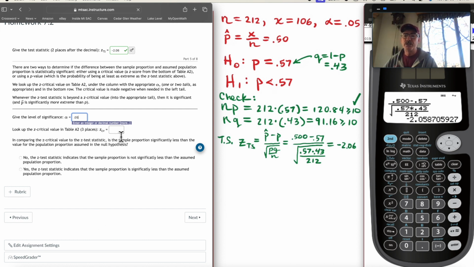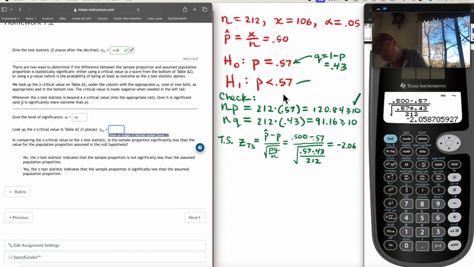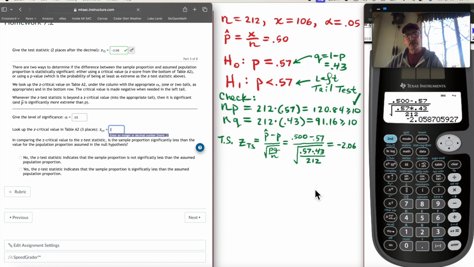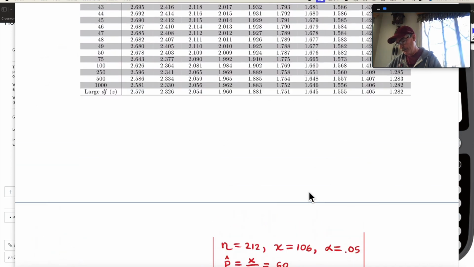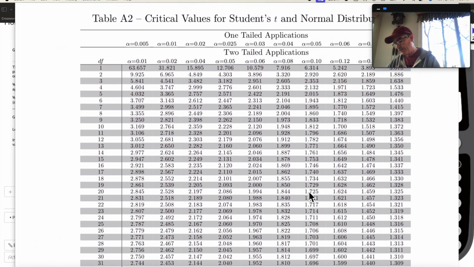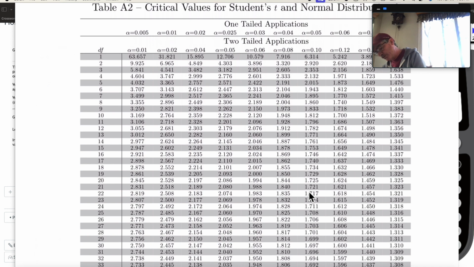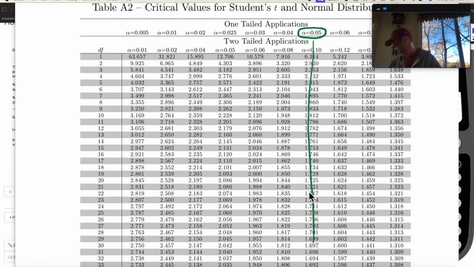Okay, and now we need our critical value. So this is where we're going to pop over to table A2. Just notice this is a left tail test here. So that's just one tail, not two. And so we're going to pop over to that table real quick. It's right here. Okay. Remember our alpha is 0.05, so we can circle that wherever it is, but it's a one tail test this time. Okay, and then all the z statistics are down in the bottom row.